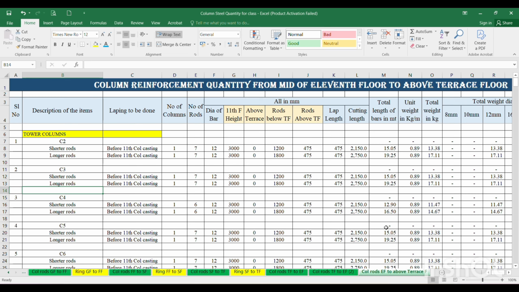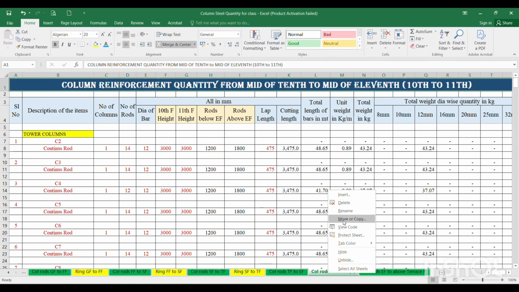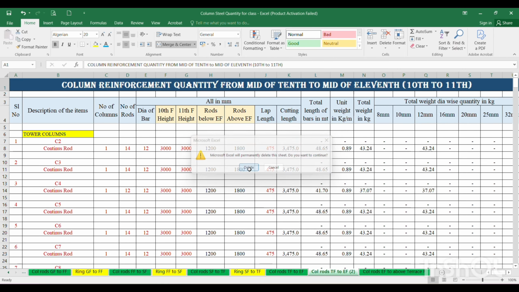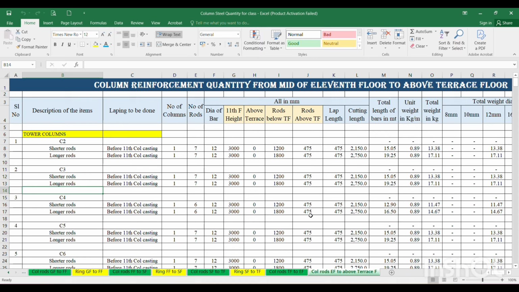The new file I have created and edited, and I have calculated all the columns there. So I am going to remove this. This is the same Excel file I created for the explanation. Here I am showing the reinforcement quantity from mid of the 11th floor to above terrace floor column. I have given the title and changed these levels accordingly. Here 10th to 11th was there, so now it is 11th to above terrace. This is the rod below terrace floor, and this is the rod above terrace floor.